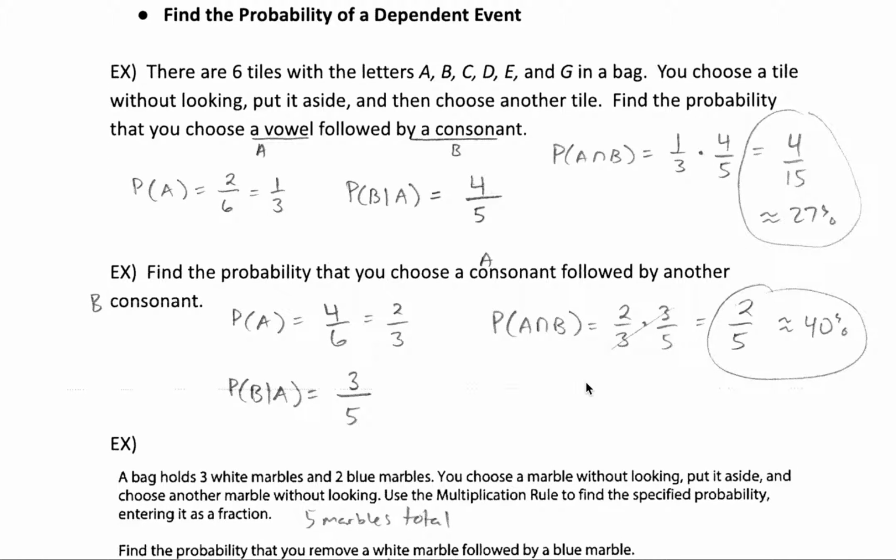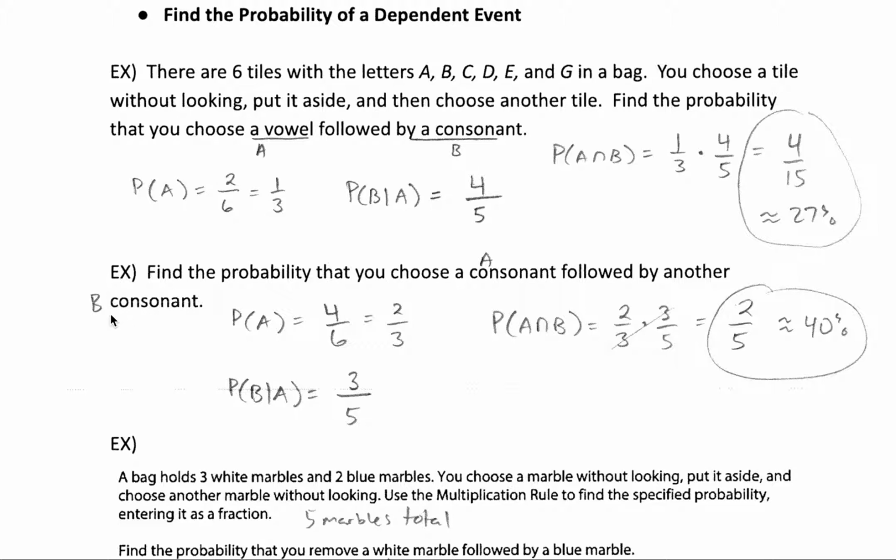Let's do another one, a similar one. This time we're going to choose a consonant first and then another consonant. What's the probability of doing that? So the probability of our first event, choosing a consonant, we got 6 tiles and there are 4 consonants. So 4 out of 6 or 2 out of 3 is our probability of that.